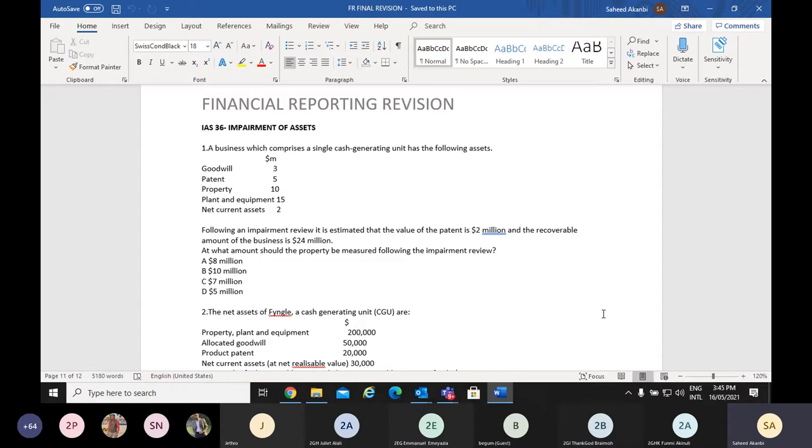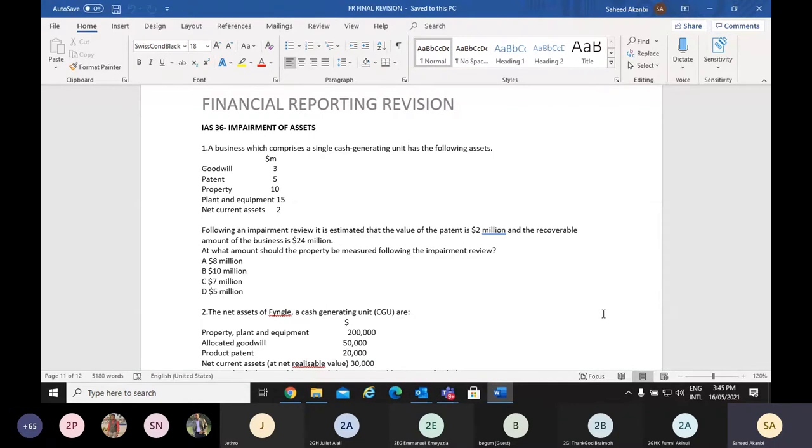The question is, if I impair an asset, what should be the accounting treatment for that impairment loss? Ideally, impairment loss should be recognized in profit or loss as an expense. So what do I need to do? I will debit profit or loss as an expense. I will credit the asset, which will reduce the carrying value of the asset.